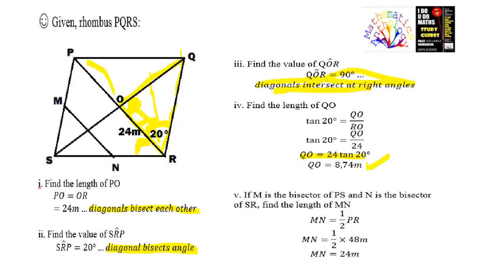The next one, if M is the midpoint of PS here, and if N is the midpoint of SR here, find the length of MN. So I will say that MN is equal to half of PR. And MN is going to be half of 48, which is 24. And this is because of the midpoint theorem.